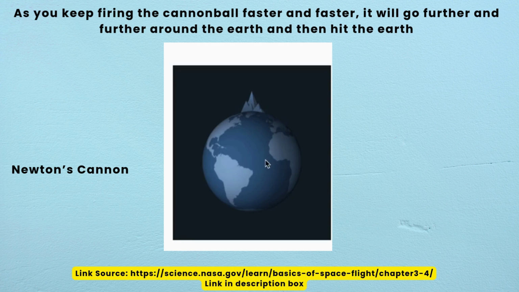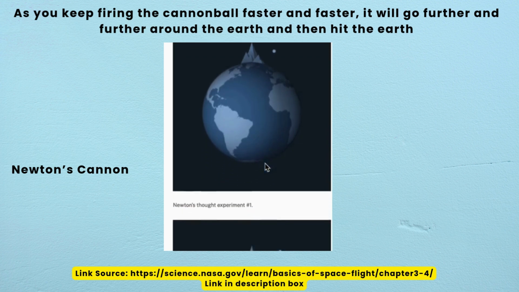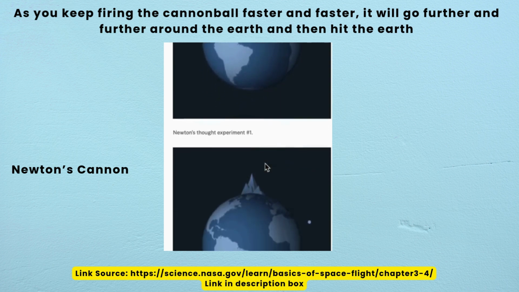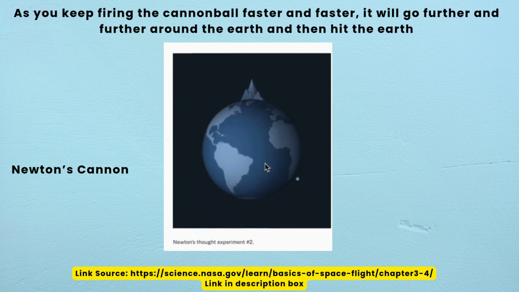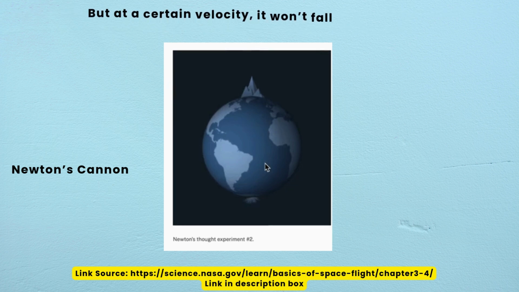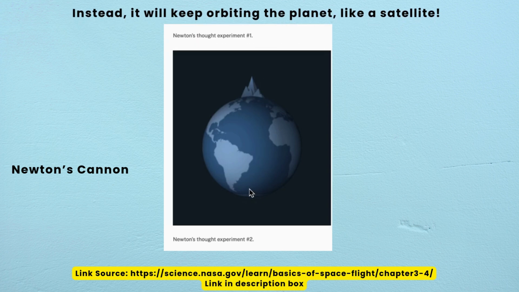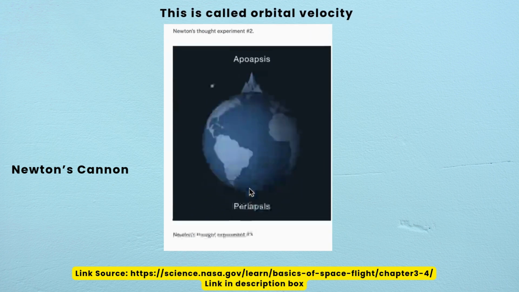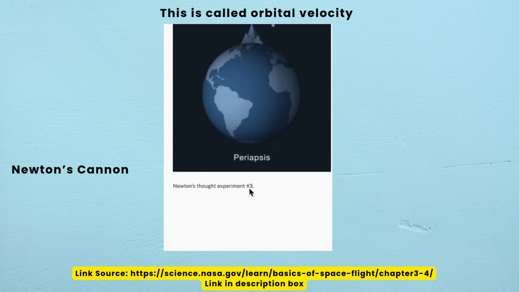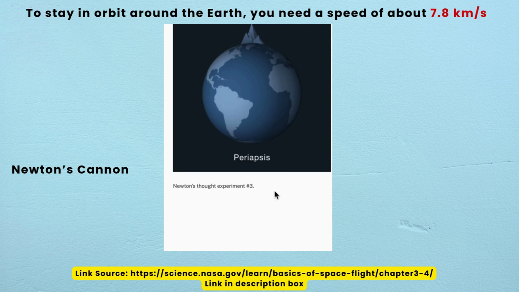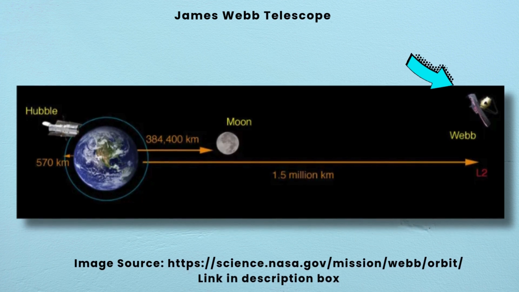As you keep firing the cannonball faster and faster, it will go further and further around the Earth and then hit the Earth. But at a certain velocity, it won't fall back to Earth. Instead, it will keep orbiting the planet like a satellite. This is called orbital velocity. To stay in orbit around the Earth, you need a speed of about 7.8 km per second.